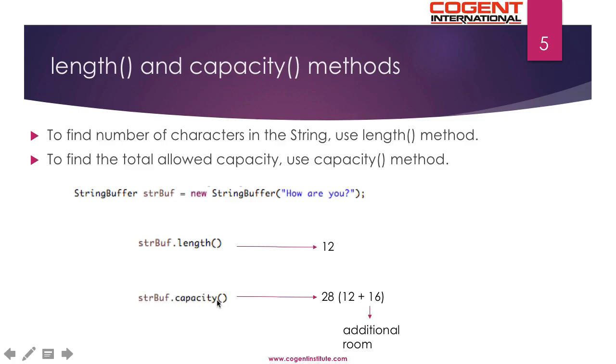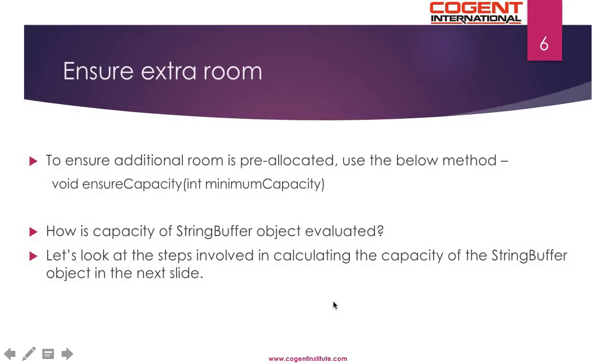And when we invoke the capacity method on the reference variable, we get 28. Now how is this 28 calculated? It is the length plus additional room of 16 characters. 12 plus 16 is 28. Now how do we ensure extra room? To ensure extra room is pre-allocated, the below method needs to be used: ensureCapacity with param of type int.